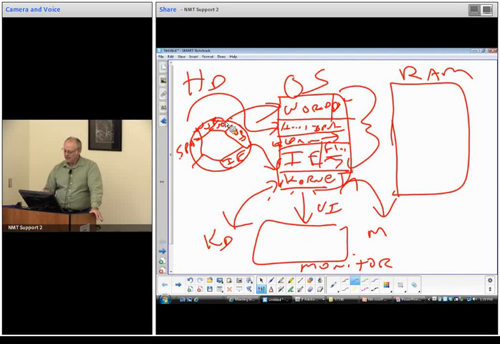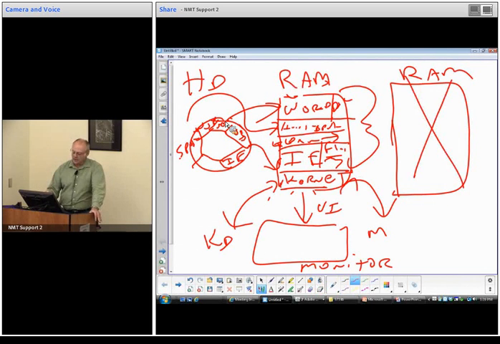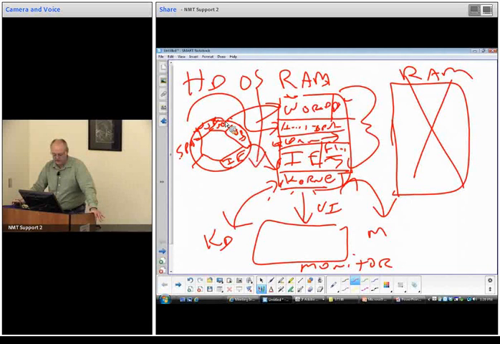Okay? I messed up this diagram. This should be RAM. Sorry about that. Don't worry about this for now. So the operating system is what stands between these two. It does all this functionality like I mentioned. So your RAM is full.